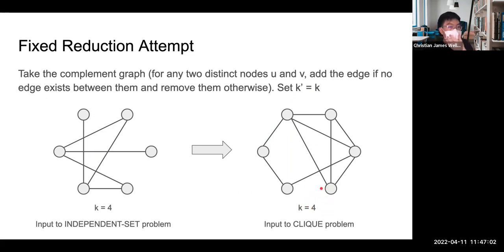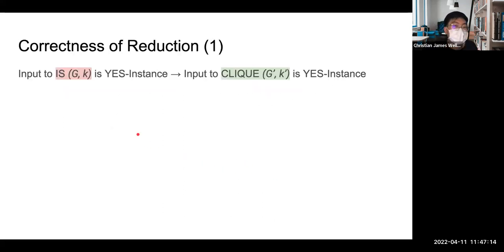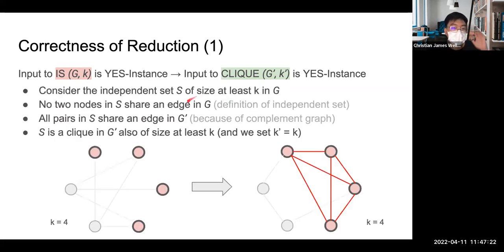Okay, so I hope this reduction is clear, but I'll argue that it's indeed correct. If you have questions, do PM me, like what the actual reduction is to take the complement graph. So now let's argue that if the input to IS is a yes instance, it stays as a yes instance in CLIQUE. How?